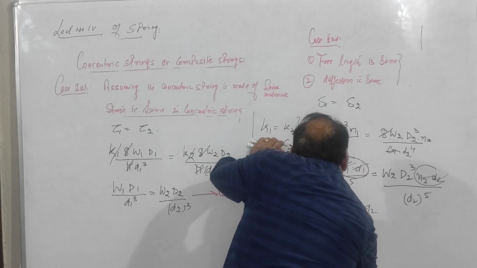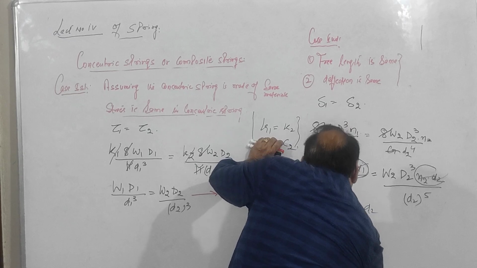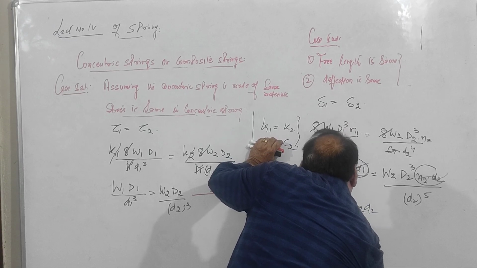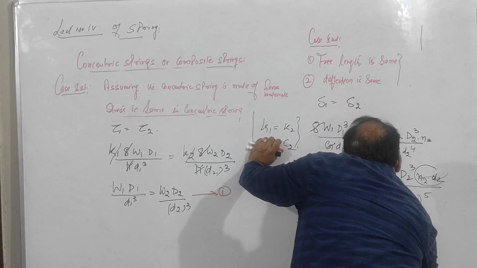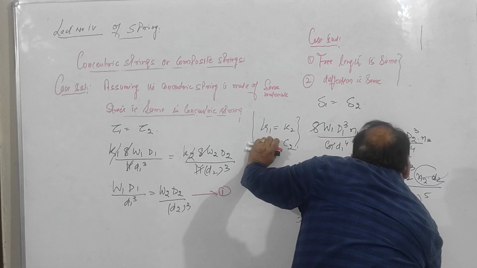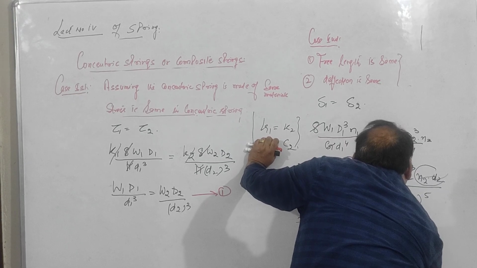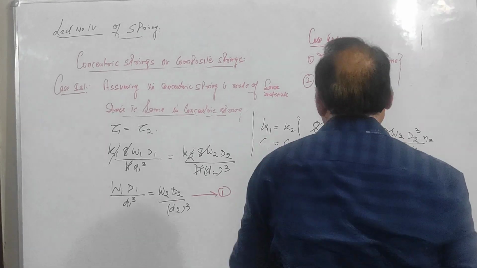Therefore W1 D1 cube into D1 raised to power 5, this is equal to W2 D2 cube into D2 raised to power 5, right?